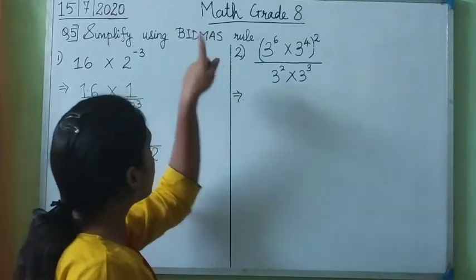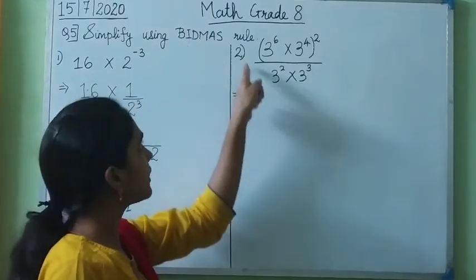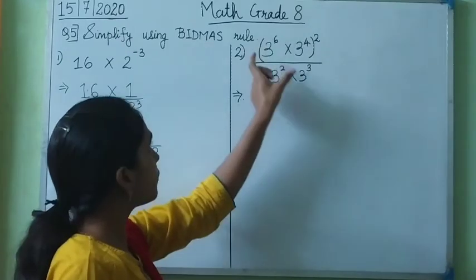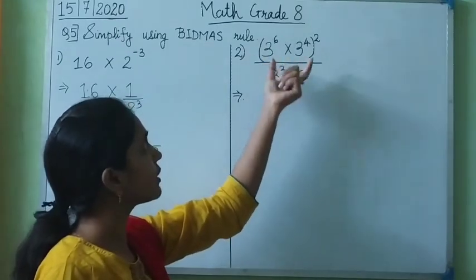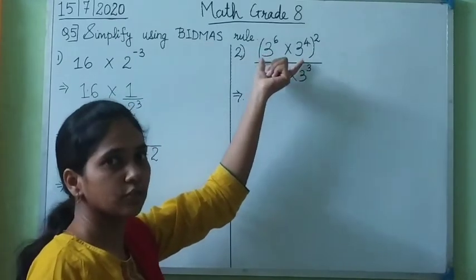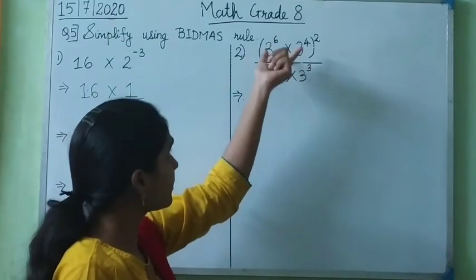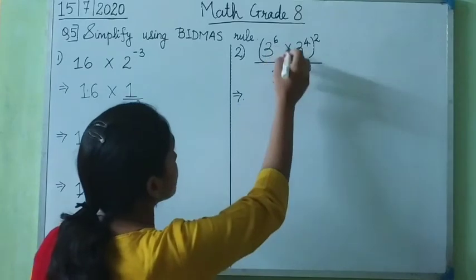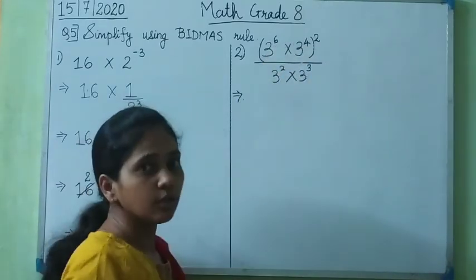According to the BIDMAS rule, we have to solve the bracket first. So here, is there a bracket? Yes, the numerator has a bracket. So first we will solve the sum which is inside the bracket. What is there in the bracket? In the bracket there is 3 raised to 6 multiplied by 3 raised to 4.